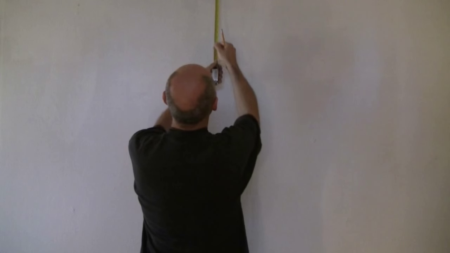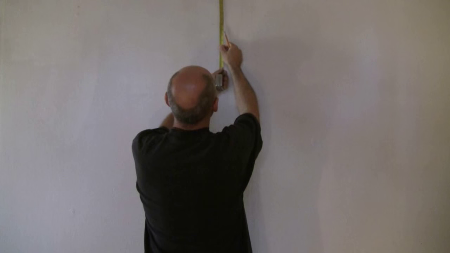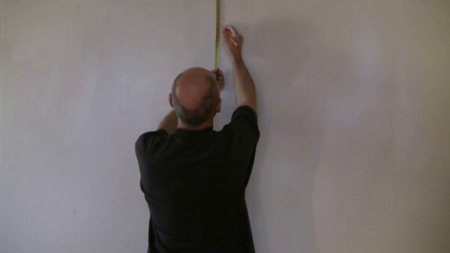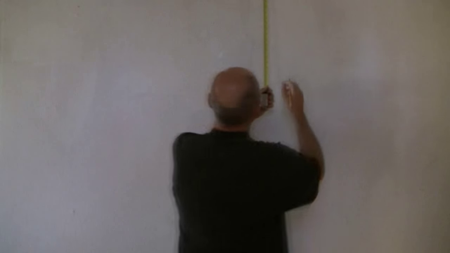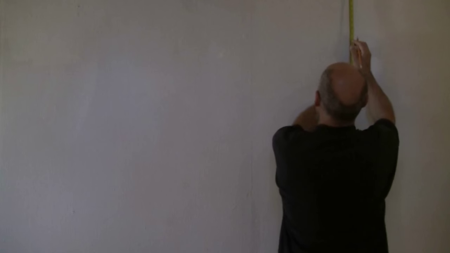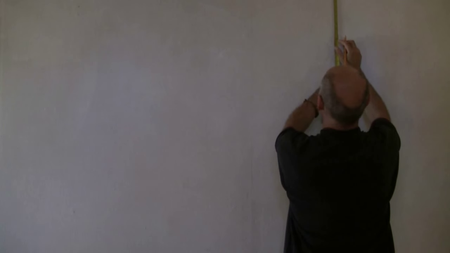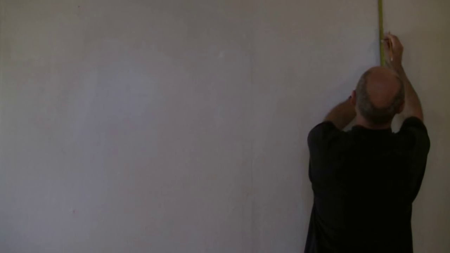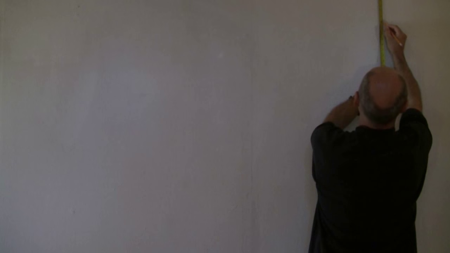So I'm going to come down 22 centimeters, okay? And I'm going to go across, that way I know exactly it's going to be horizontal. Okay. And I'm going to assume the ceiling is horizontal, so it'll be level with the floor, okay.